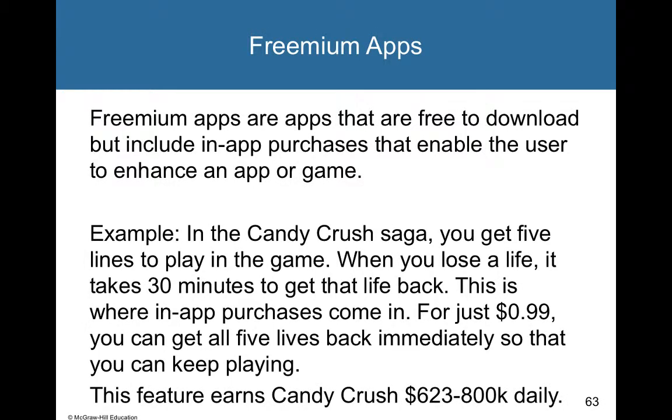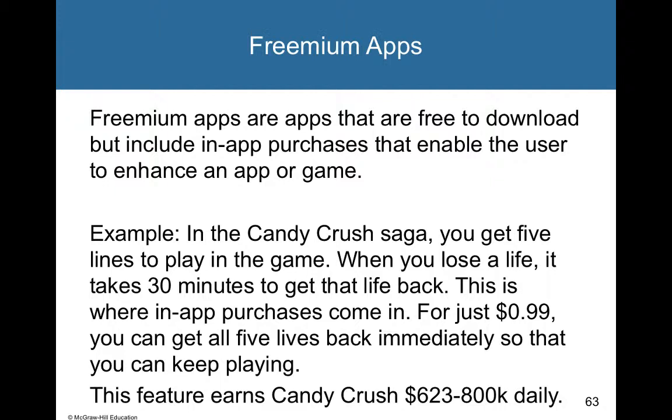We also have what are called freemium apps, and these are apps that are free to download, but they include in-app purchases that enable the user to enhance the app. This is really commonly seen with games. So again, the app is free to purchase, hence freemium, but once you're in there, you have to pay a premium, hence the term freemium again, a combination thereof free and premium. You have to pay an additional charge so that you can acquire something or get something.